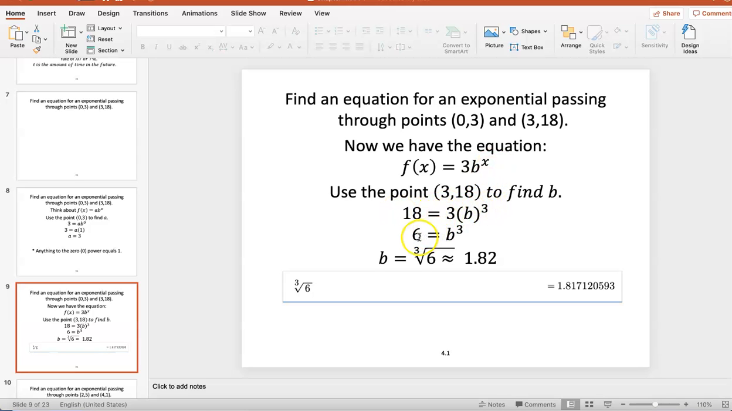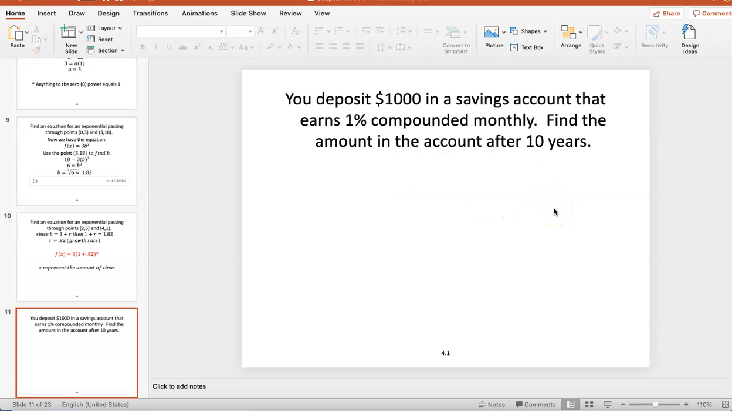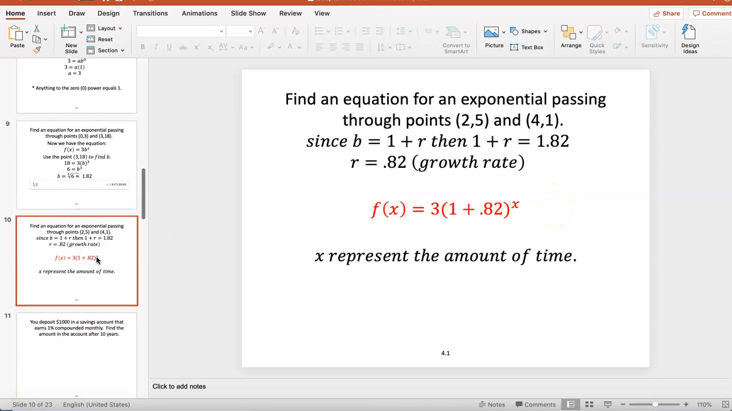So 18 divided by 3, we get 6. b cubed is 6, and if we take the cube root, it would be 1.82. So b is 1.82. So we've got to find our growth rate here. b is 1 plus r, so if 1 plus r is 1.82, the growth rate is 0.82. So x represents the amount of time there.